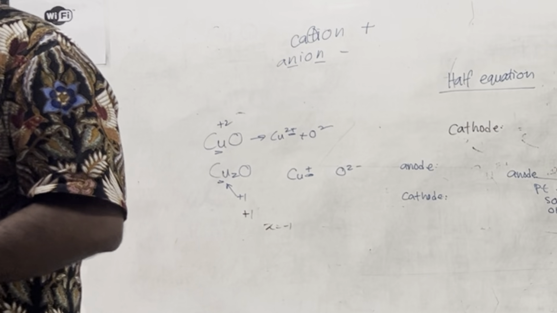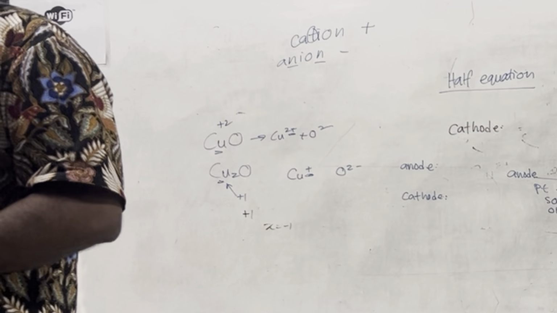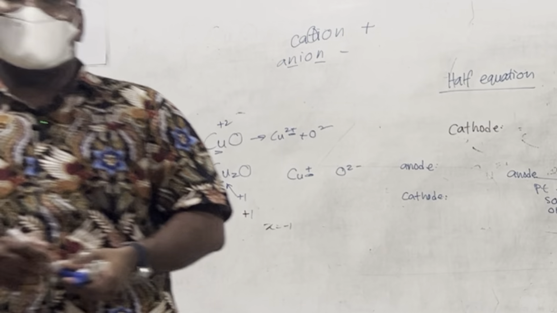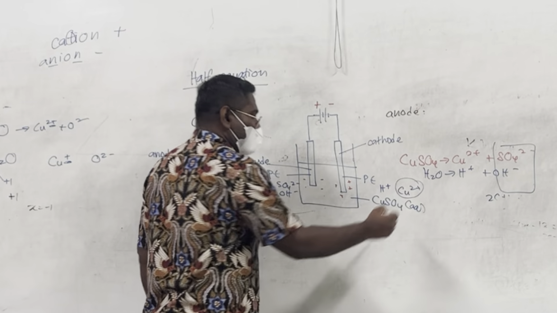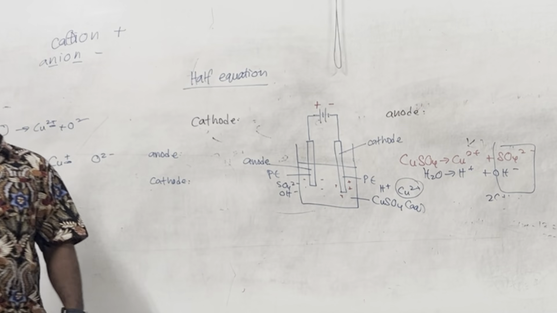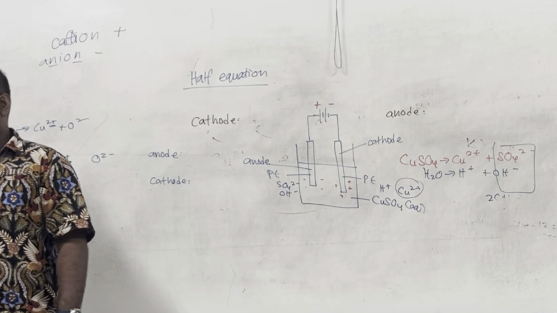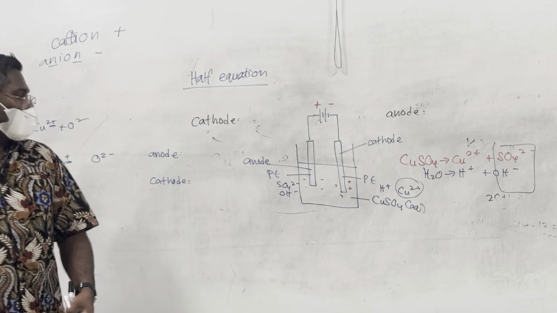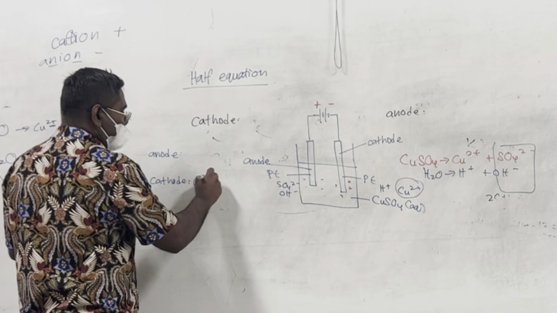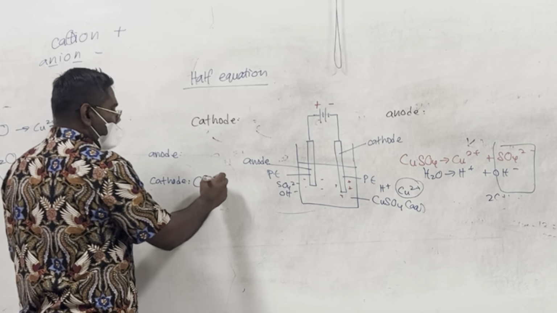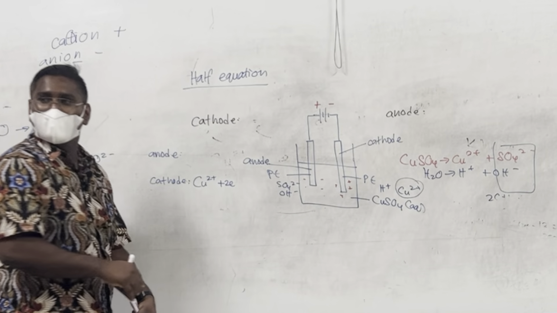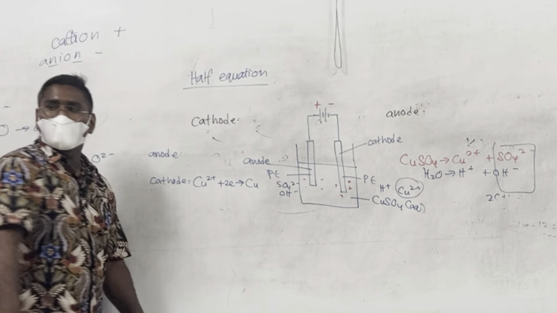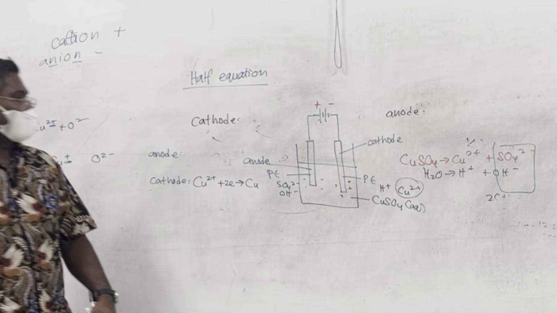In IGCSE, you learn, yeah. But that is how it works, lower in the reactivity series. So, one will be selected, Cu2+ will be selected. Generally, most of the time, H+ will be selected if you are using a different metal, yeah. But Cu2+ will be selected. So, Cu2+ at the cathode, plus 2 electrons, and then they are going to become copper.